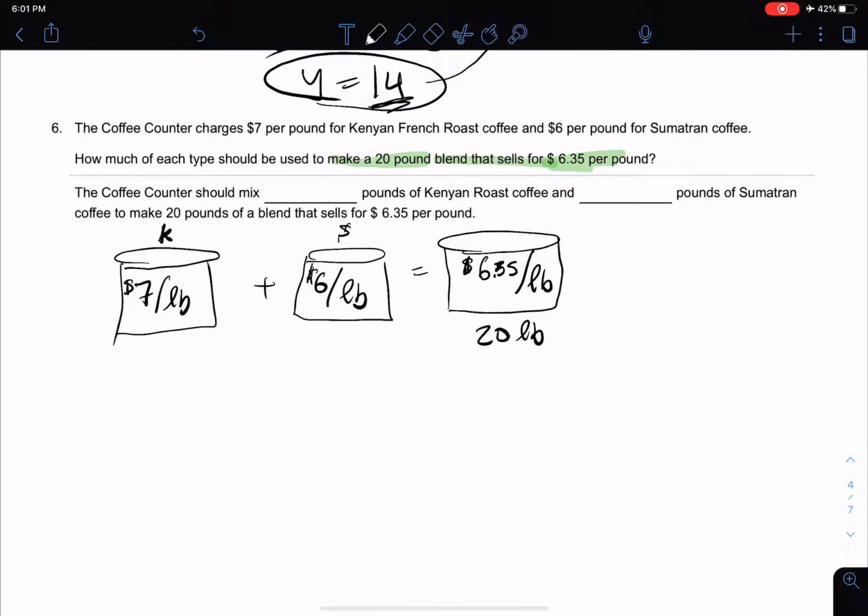And I touch this again, and there we go. Hopefully that looks like a 3, $6.35. Let me touch it one more time. There it is. Okay, $6.35.